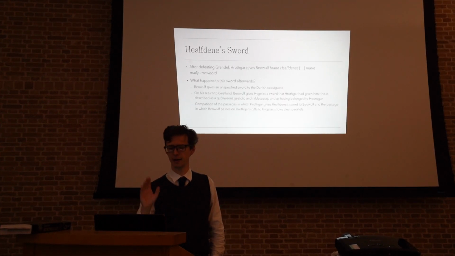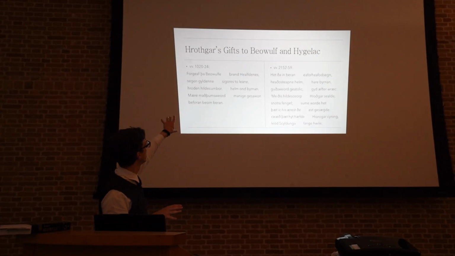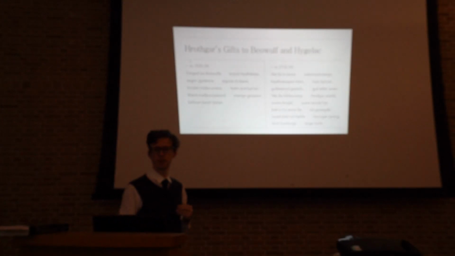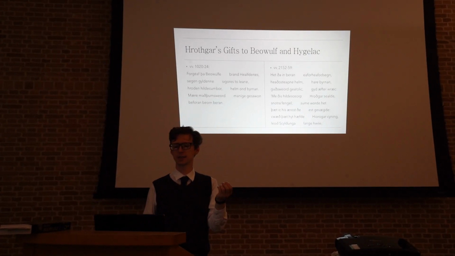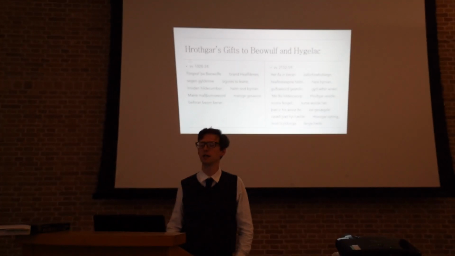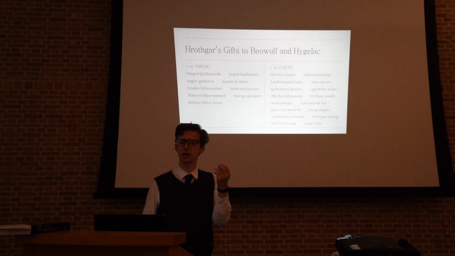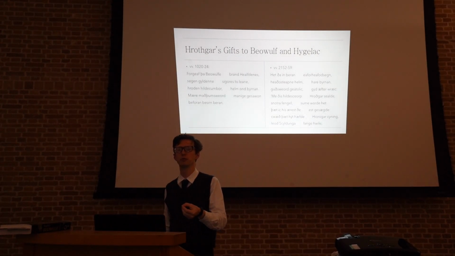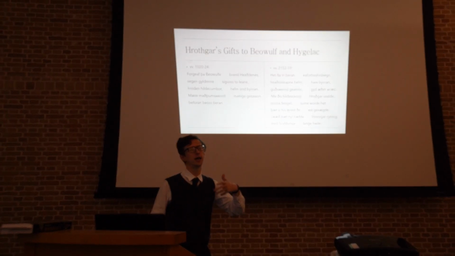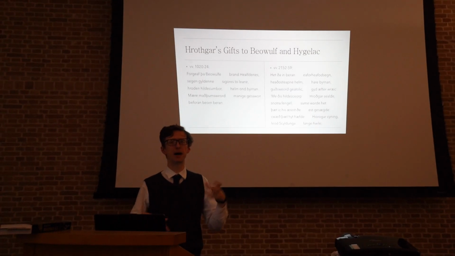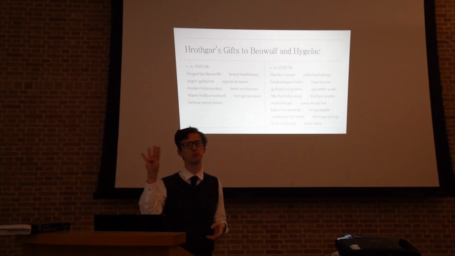So let's actually compare the passages here. First of all, we have the passage where Hrothgar gives the sword to Beowulf. Forgaf tha Beowulfe brand Halfdanes, segen gyldenne, sigorleana, hroden hildecumbor, helm and byrnan. So, then he gave to Beowulf Halfdane's brand and a golden standard as a reward for his victory, a battle standard adorned, and a helmet and a mail coat. So he's giving him four key treasures.